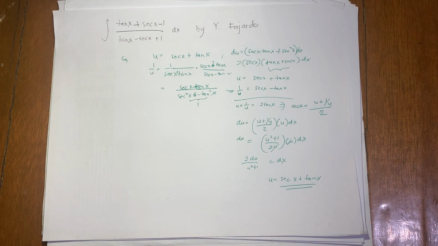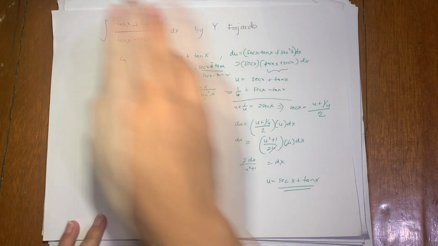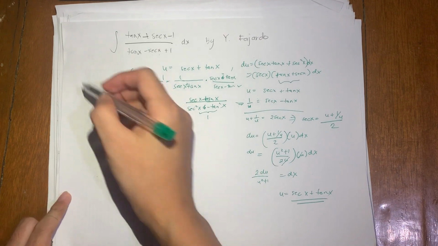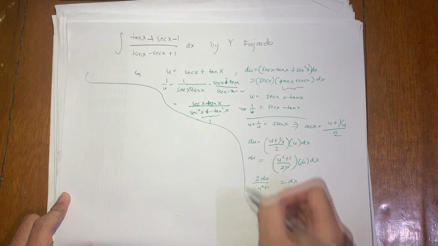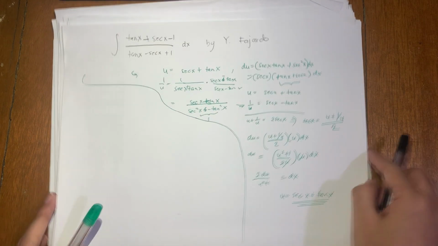I'm quite certain that not everyone knows this because it's an uncommon substitution, very special and with limited applications. That's why probably you haven't heard of this. But it's a good thing that you know it now. So let's apply this substitution to this problem. Let u be equal to secant x plus tangent x.